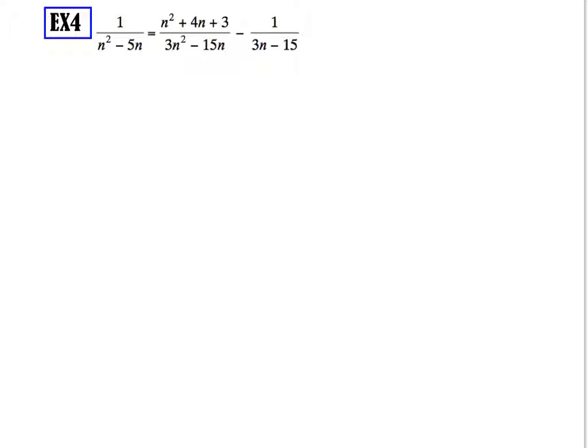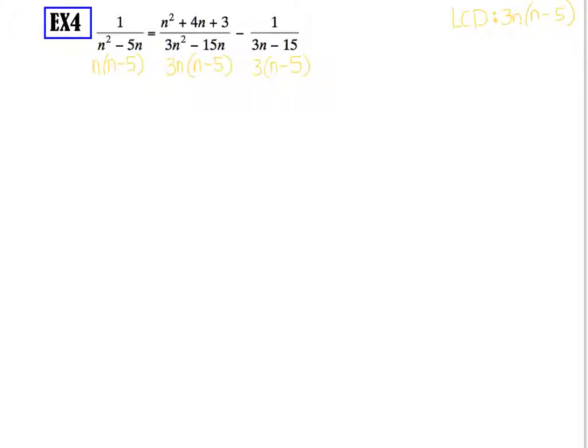All right, so here's my next problem. Go ahead and pause the video and see if you can determine the common denominator. So I found the common denominator to be 3n times n minus 5. So when I factored each of these out, I noticed that they all have an n minus 5, 2 of them had a 3, and 2 of them have an n, so that makes that my common denominator.